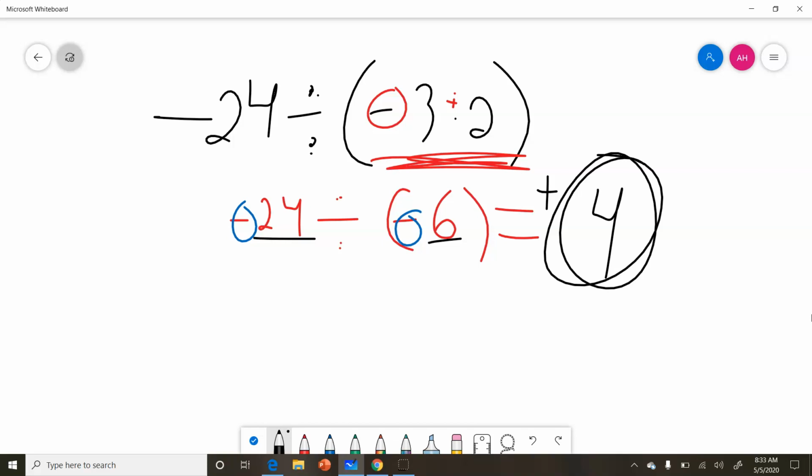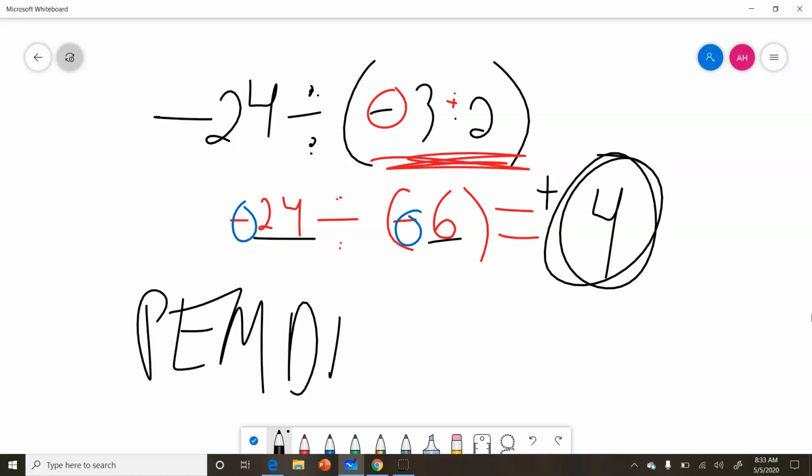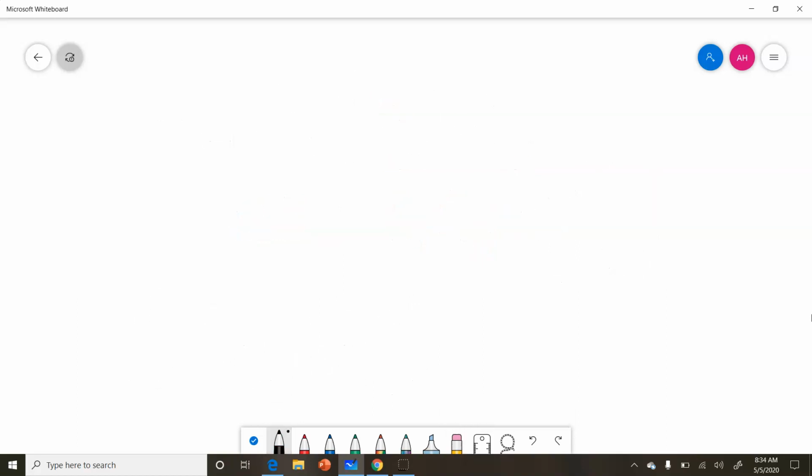Again, order of operations is PEMDAS: parentheses, exponents, multiplication and division, or division and multiplication. It only matters from left to right. Addition and subtraction, same way. If you need to write that down, go for it. This lesson is very straightforward, especially after yesterday.